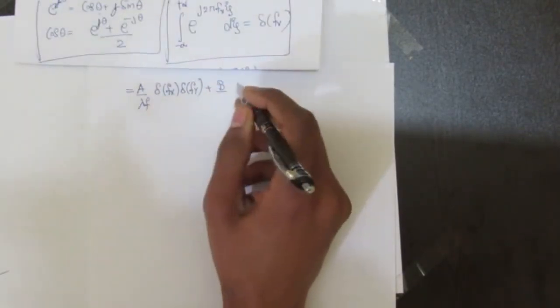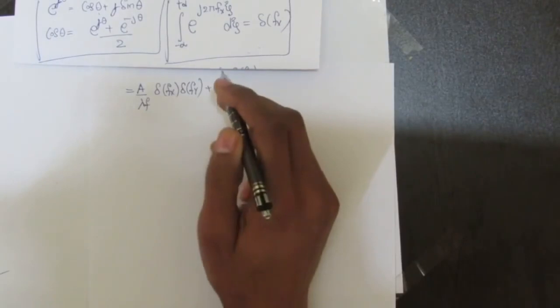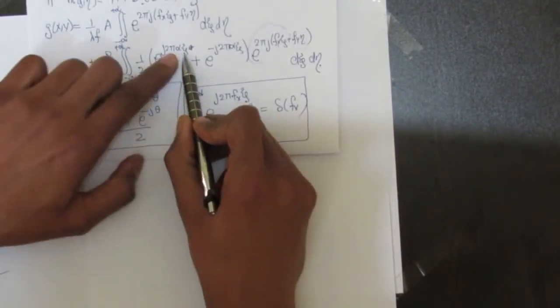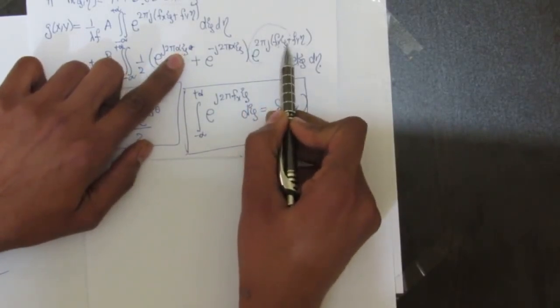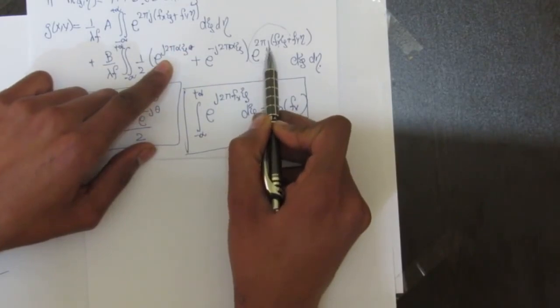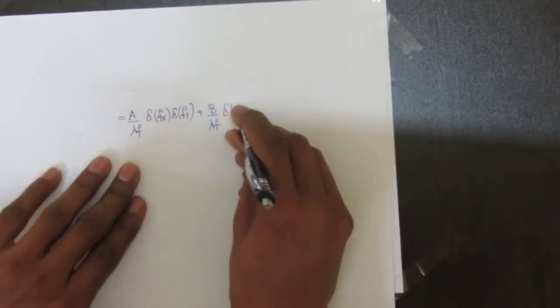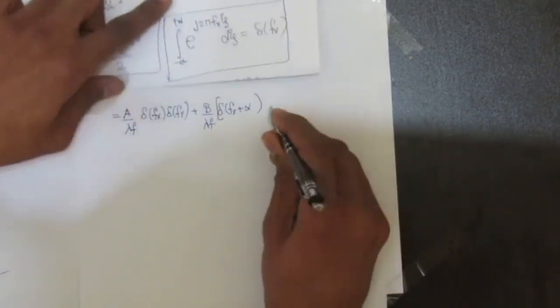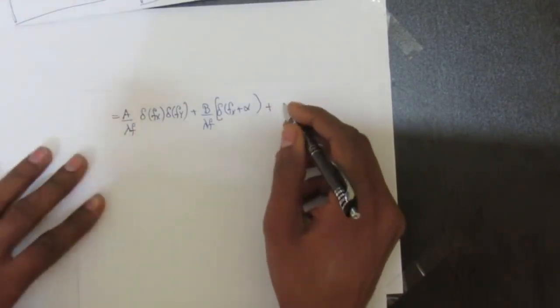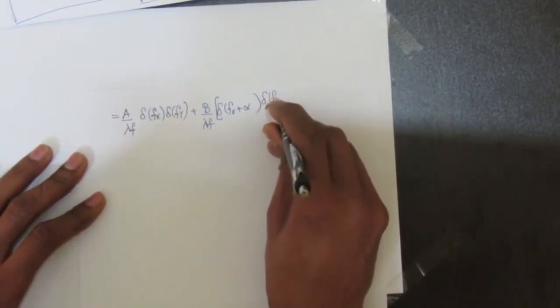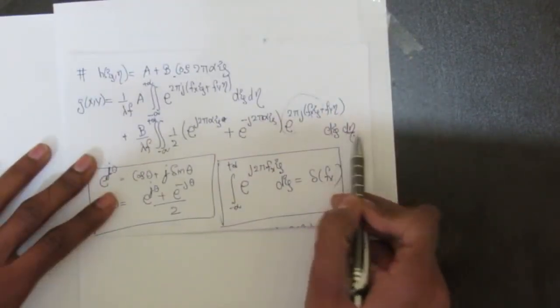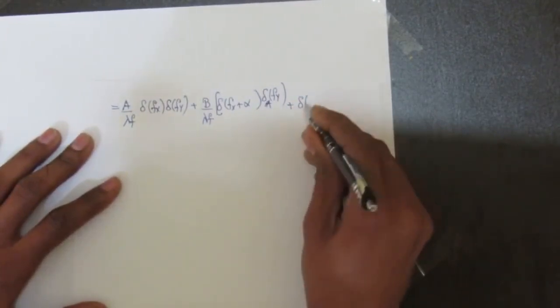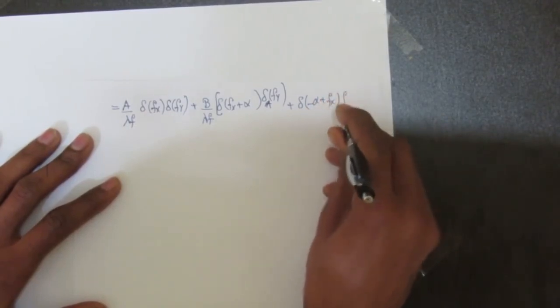And if you come to the second term, then you will get b divided by lambda f. Again, you have to compare this integral with the standard one. So here you have j 2 pi alpha zeta, and this factor j 2 pi fx zeta is getting multiplied. So now here you will get delta of fx plus alpha, and you have this plus sign, so plus delta of fx minus alpha. Of course, there will be a multiplication with delta of fy, because this integration is over eta also.